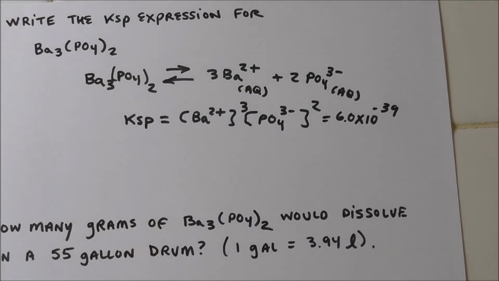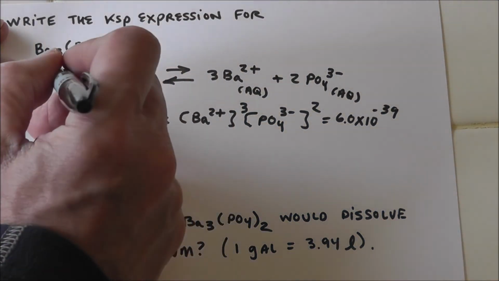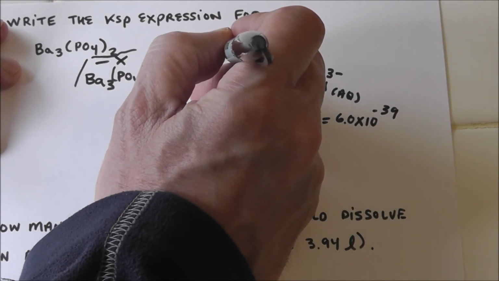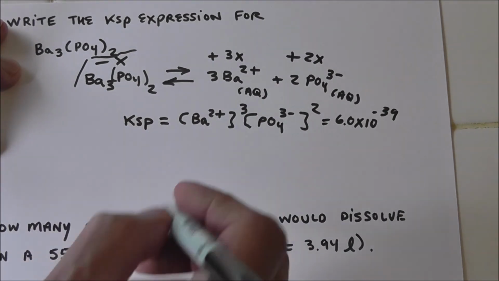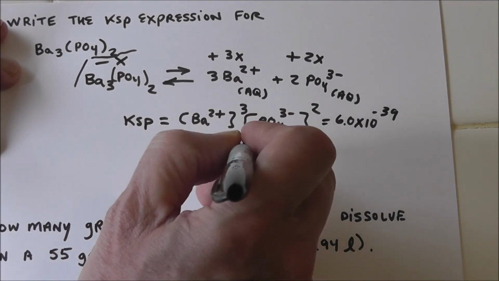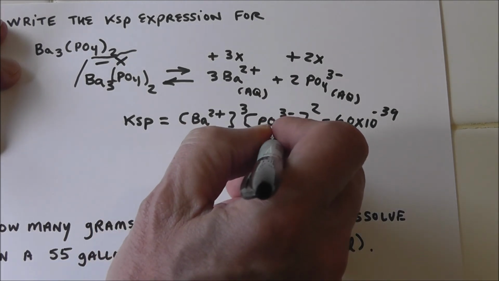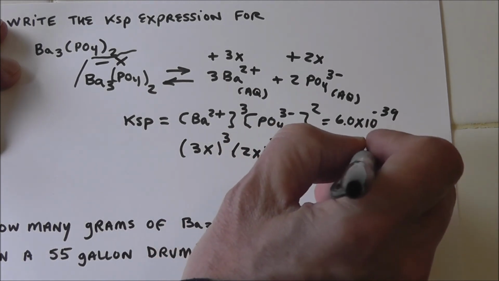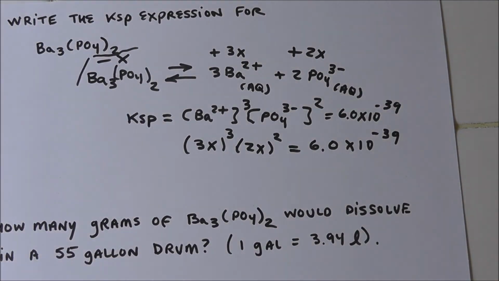Now, back up to finding X, right? Minus X. See the pattern there? You always can figure out how much of something dissolves from minus X. Plus 3X, plus 2X. Plug it all in here. 3X cubed times 2X squared equals 6.0 times 10 to the minus 39. So I'm going to leave it there.